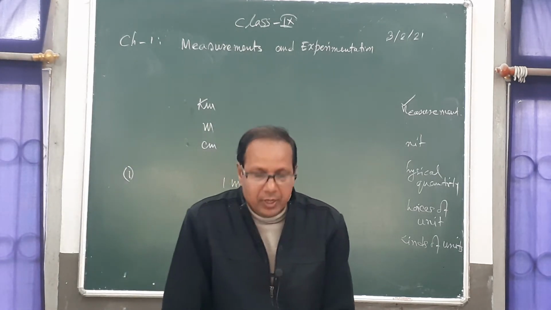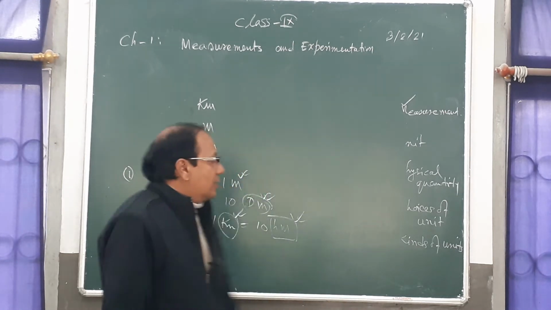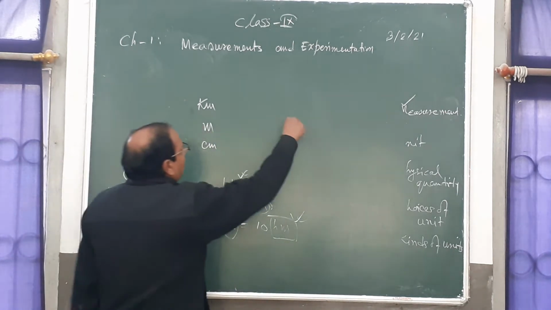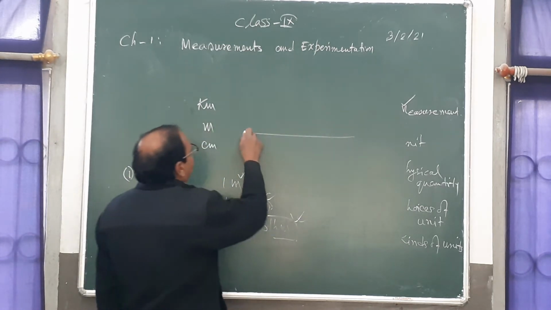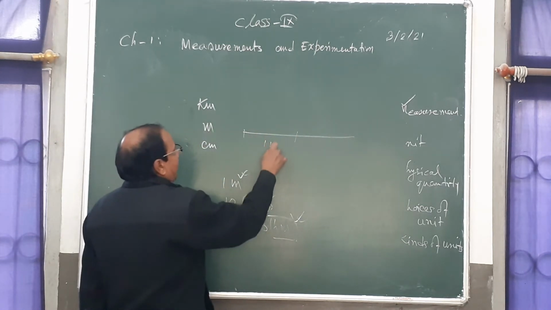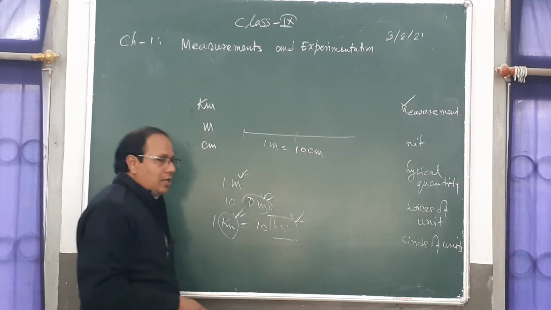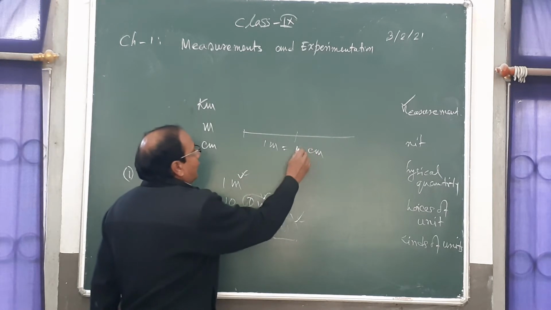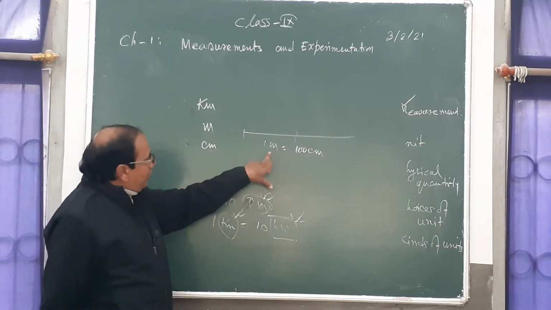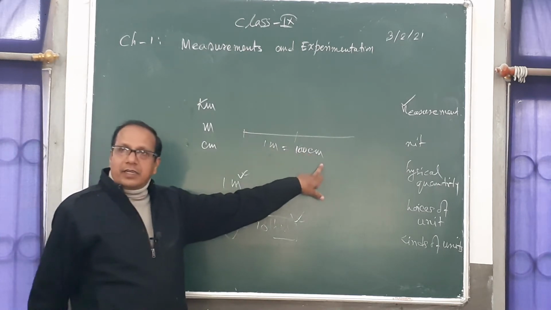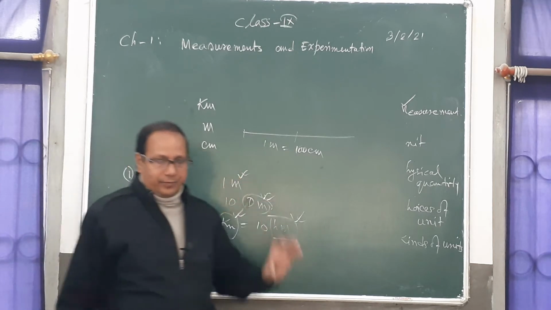Next point, it should be easily reproducible. Reproducible means, suppose I am telling the length of the room is 1 meter. 1 meter is equal to 100 centimeter. So here you can use either meter or centimeter, but not decameter or decimeter, right?